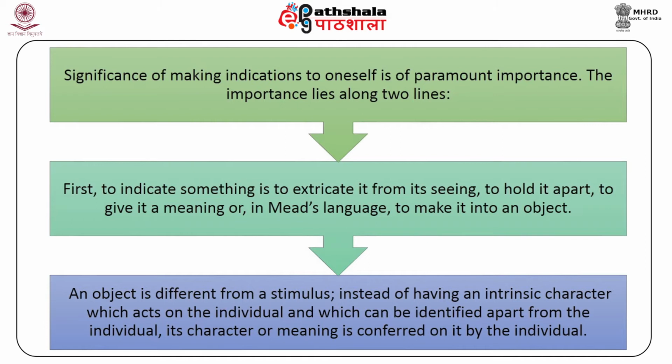First, to indicate something is to extricate it from its setting, to hold it apart, to give it a meaning, or in Mead's language, to make it an object. An object is different from a stimulus. Instead of having an intrinsic character which acts on the individual and which can be identified apart from the individual, its character or meaning is conferred on it by the individual.